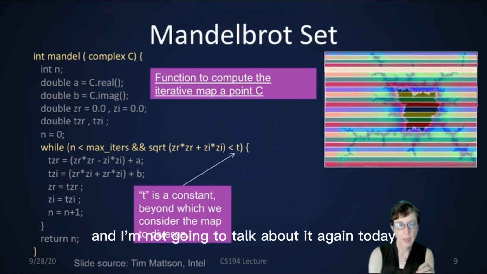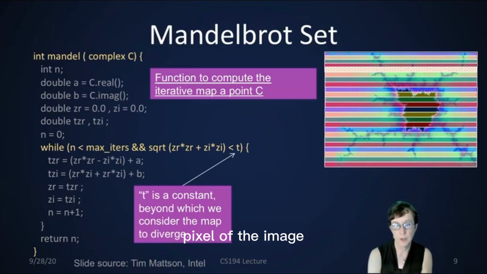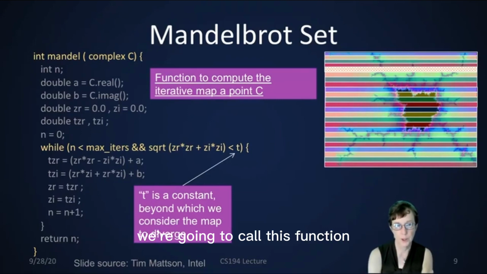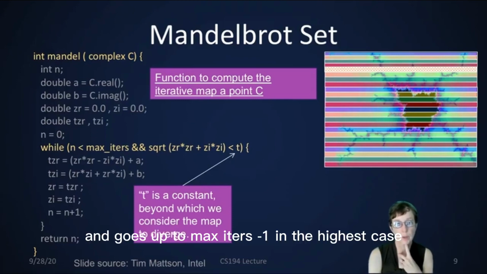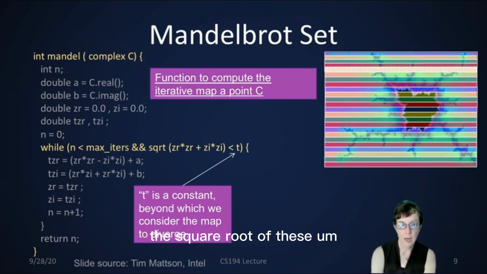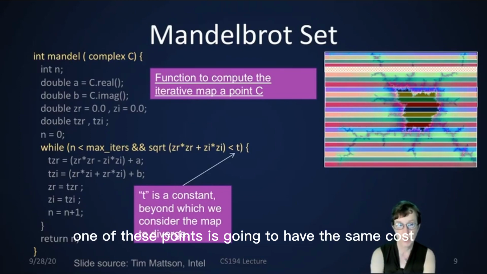I'm not going to talk about it again today, except to say that this function, Mandel, is being used on every output pixel of the image. They're all independent, remember, this was an embarrassingly parallel problem, so at every point we're going to call this function. Without reading through the details, you should notice this while loop. It goes from n, starting at 0, up to max iters minus 1 in the highest case, but it also stops early if the square root of these is less than t, some other threshold that we have as input. And so this should make you a little bit nervous about just dividing this up into equal pieces, because not every one of these points is going to have the same cost.